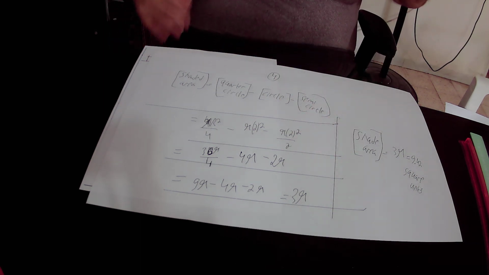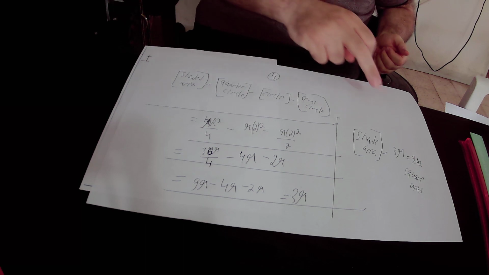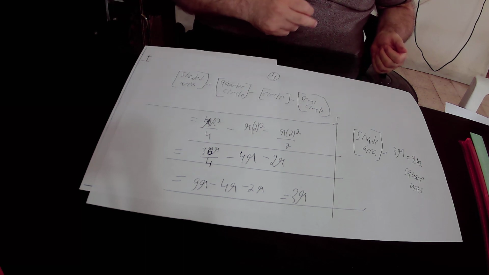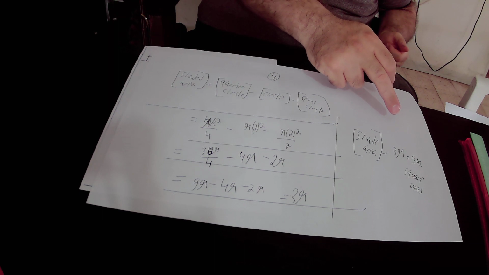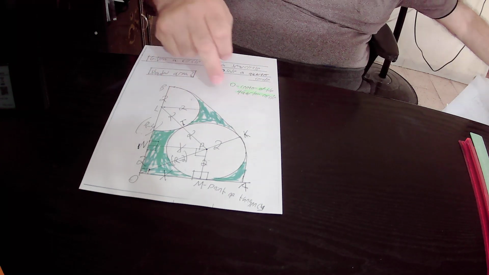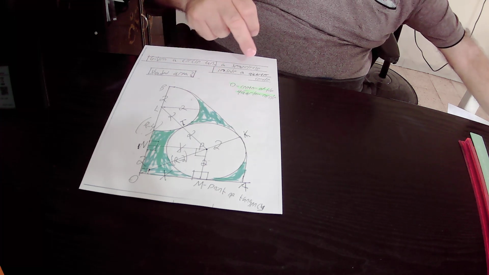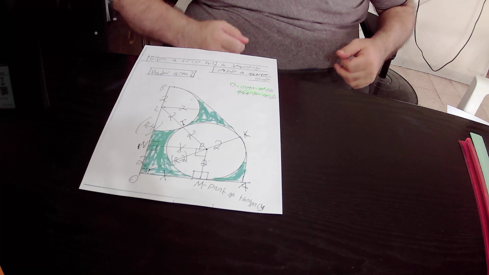So in conclusion, we found out that the value of the shaded area equals 3 pi square units, or in terms of numbers, it is equal to 9.42 square units. I'm repeating again. The value of this shaded area equals 3 pi square units, or in terms of numbers, it is equal to 9.42 square units.